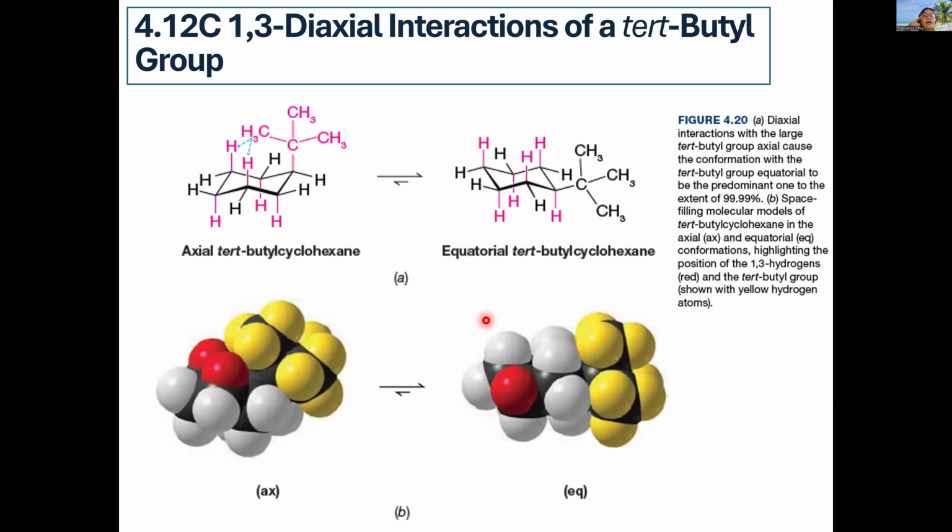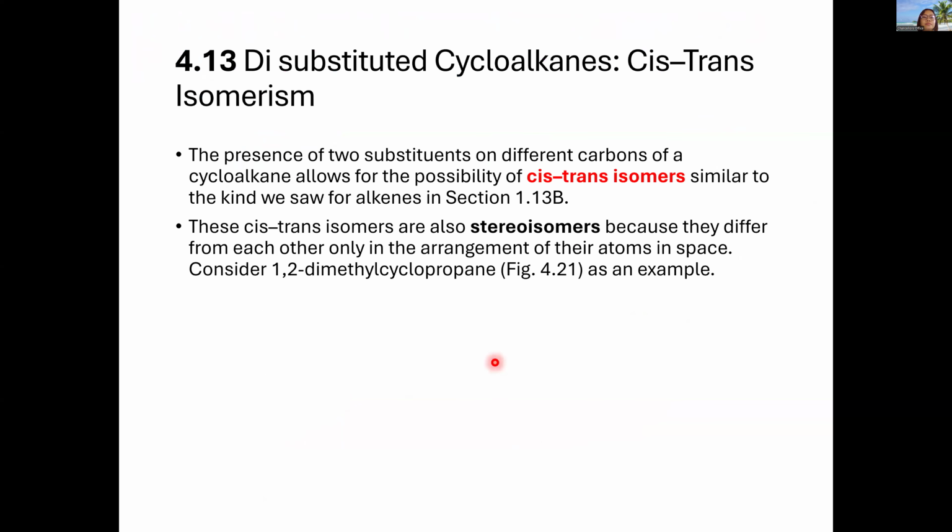So you can also analyze other than the methyl, with other alkyl groups attached to your cyclohexane. Okay, so it's the same. And if you have two substituents, it will actually give rise to cis-trans isomers.